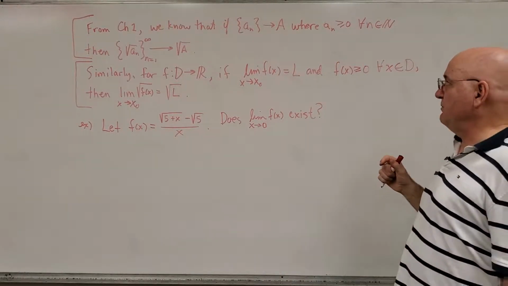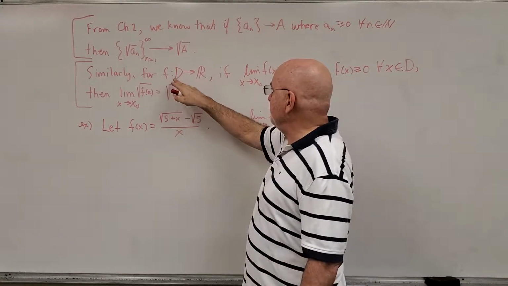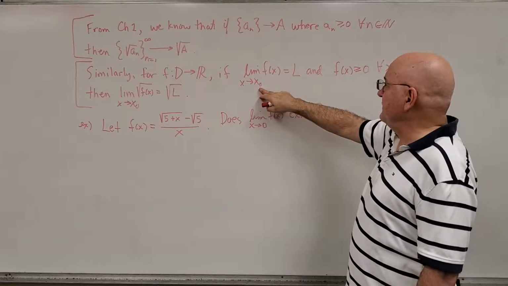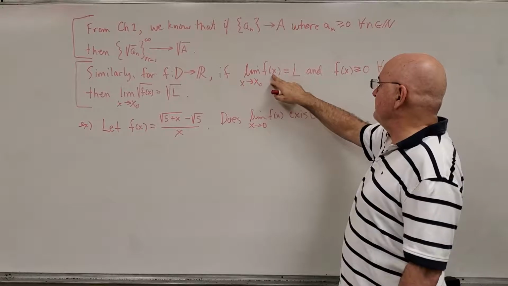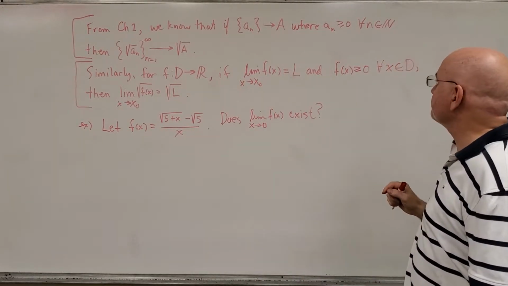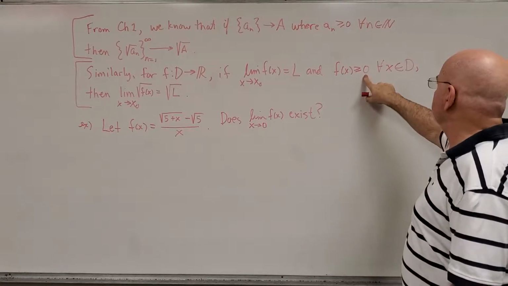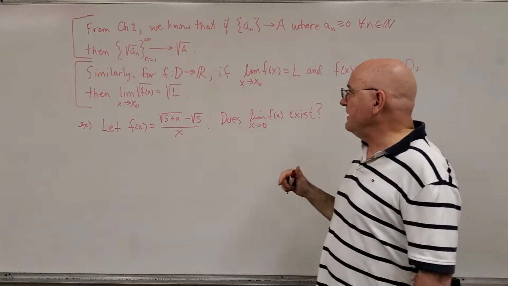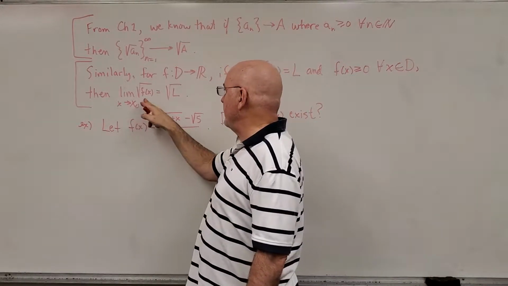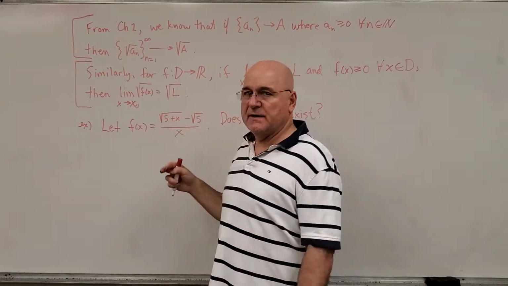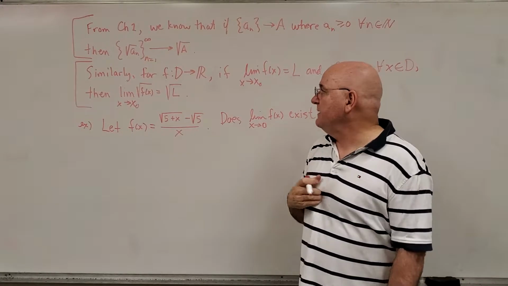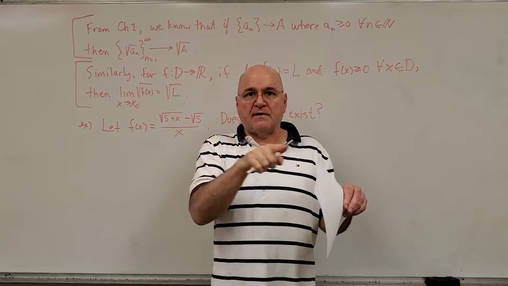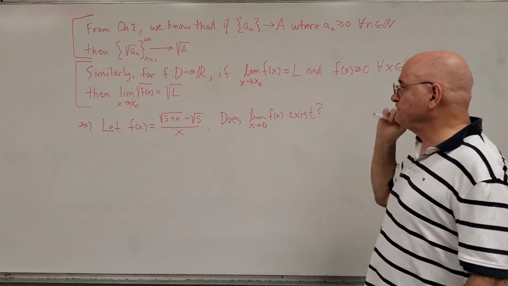Similarly, if we're dealing with functions, take function f with domain capital D going into R. If at some x naught, the limit as x goes to x naught of f of x is the real number capital L, and f of x is greater than or equal to 0 for all x in the domain of the function, then the limit as x goes to x naught of radical f of x is equal to, as we would expect, radical capital L. All this function does is take the expression for f of x and put a radical over it. That's all we're doing.